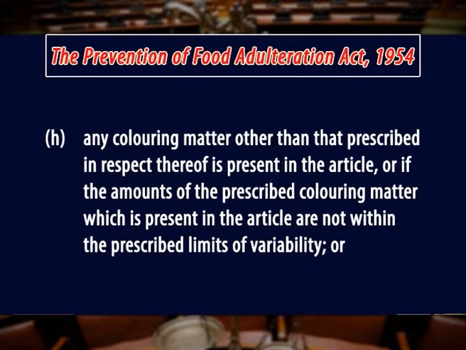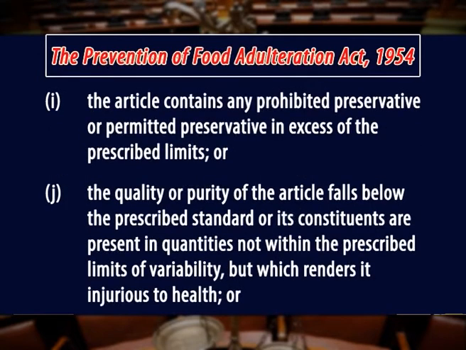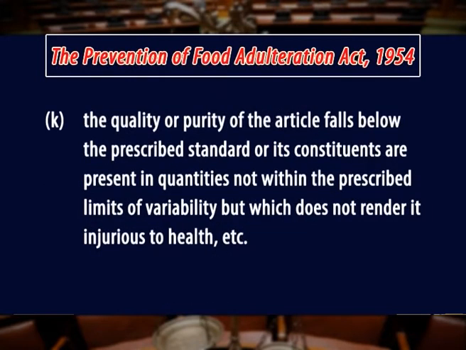Or any coloring matter other than that prescribed in respect thereof is present in the article, or the amounts of the prescribed coloring matter present in the article are not within the prescribed limits of variability. Or the article contains any prohibited preservative or permitted preservative in excess of the prescribed limits. Or the quality or purity of the article falls below the prescribed standard, or its constituents are present in quantities not within the prescribed limits of variability, and this renders it injurious to health. Or the same falls below standard or limits but does not render it injurious to health, etc.